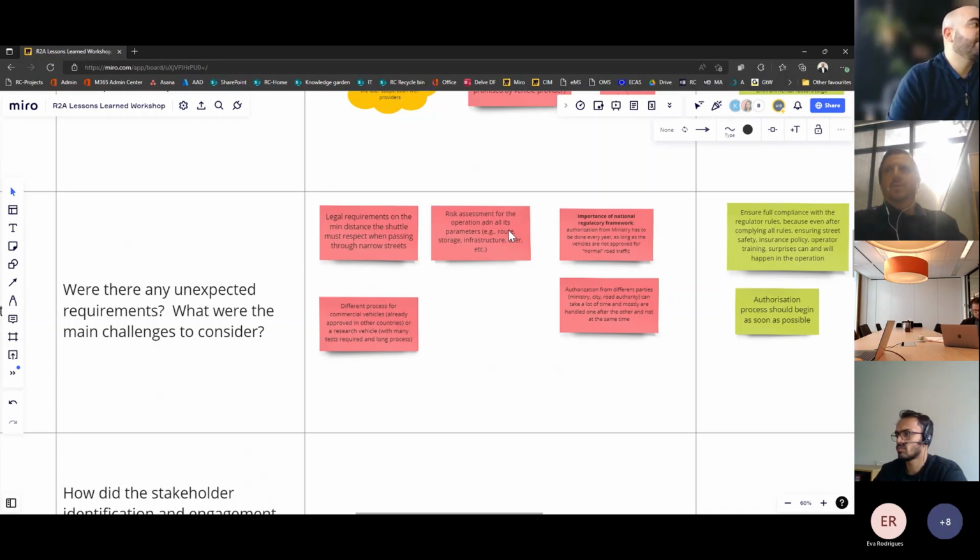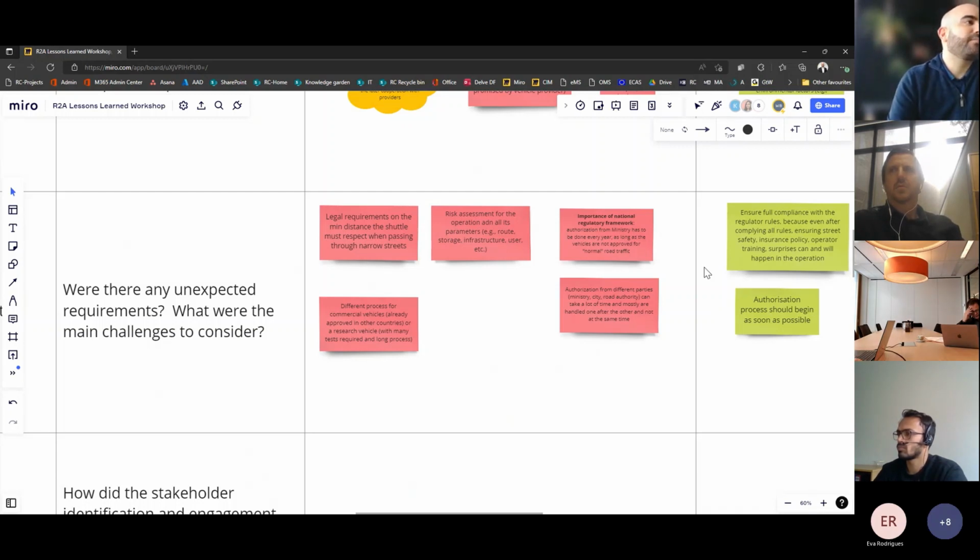As we mentioned, there can be differences in terms of the approval processes for a commercial vehicle that has already been approved in other countries and widely tested, or more of a research vehicle, maybe something developed in-house and so on. So this needs to be considered in terms of the length of the process and the requirements.